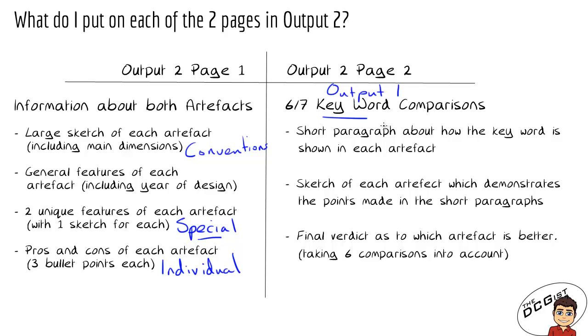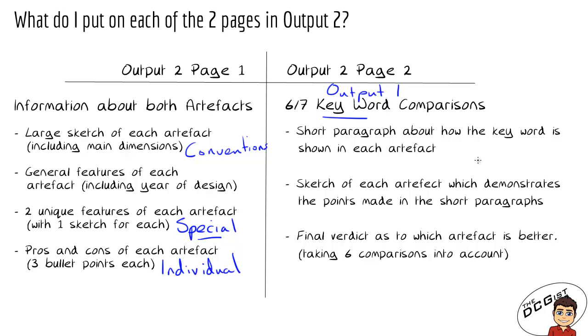So you start at the beginning with your brief, you end at the end with your own design. And making sure that those keywords are in output 1, make sure that that story is coherent and it goes from the beginning all the way to the end. For each one of those keyword comparisons then, we're looking for a short paragraph about how the keyword is shown in each artifact.